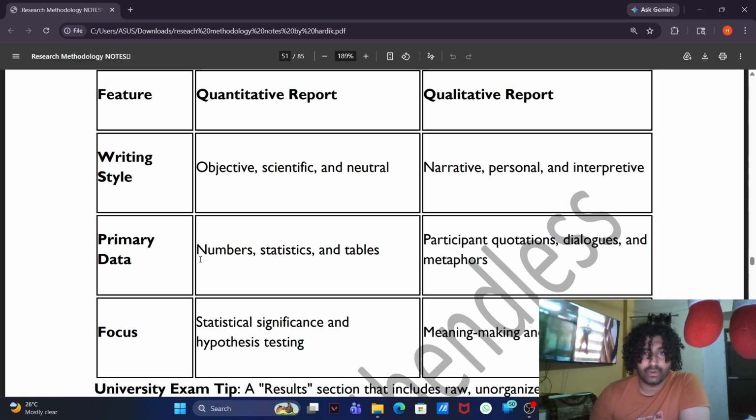Exam summary, comparing quantitative and qualitative presentations. Here are the features, then the quantitative report and the qualitative report. Writing style: quantitative is objective, scientific, neutral. Qualitative report: narrative, personal, and interpretive.